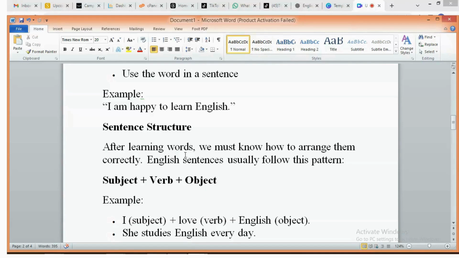Sentence structure. After learning words, we must know how to arrange them correctly. English sentences usually follow this pattern. Number one is subject, verb, and object. Repeat after me. Subject, verb, and object.